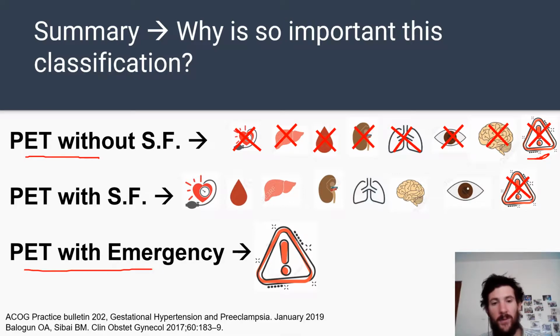If we have a person with an emergency feature, we have the diagnosis done. So we need to go ahead with the treatment. That is, end the delivery, end the pregnancy. And if we have a preeclampsia with severe features, it's also important to rule out all the emergency features, because she can have an ongoing emergency feature.